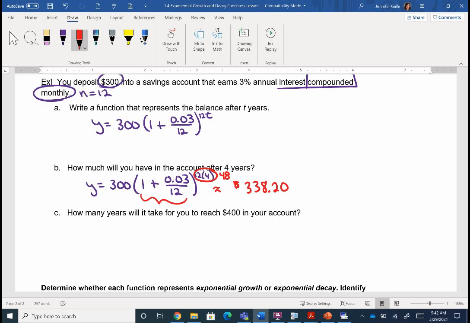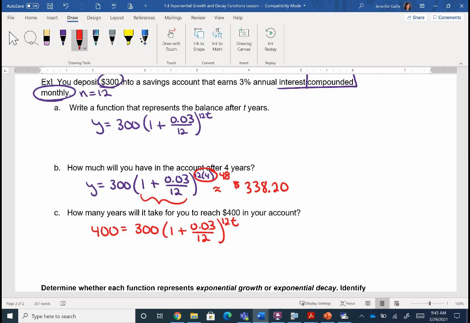How many years will it take us to reach $400? Maybe that's your goal. How long do I need to leave that money sit? My goal is 400. My ending amount is 400. And then I don't know the time piece. I don't know how long it's going to take me to get there. So you might be thinking, sweet, if I just leave it sit for 4 years, I made over 38 bucks. How long do I have to leave it sit so I make 100 bucks for doing nothing other than opening the account?